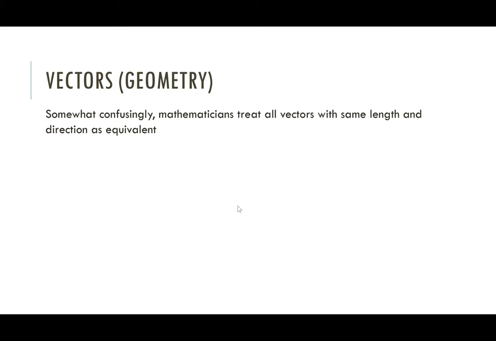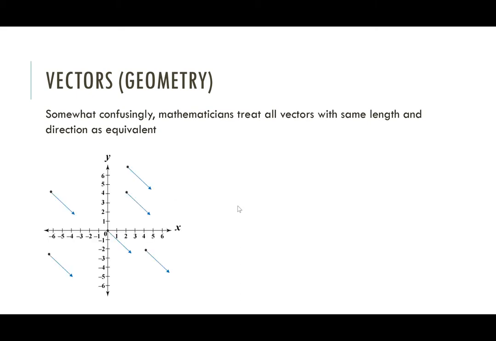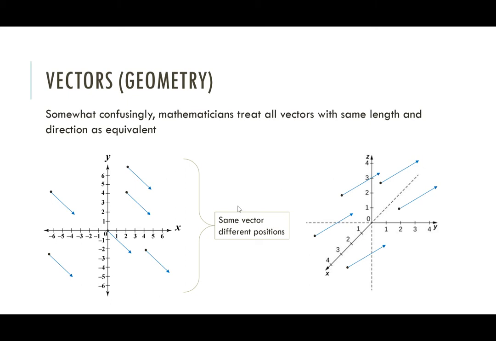Somewhat confusingly, mathematicians treat all vectors with the same length and direction as equivalent. So for example, all of these vectors right here, mathematicians would say, that's just the same vector, just in a different position. Similarly in 3D, all of these vectors are the exact same vector, just moved around. Why do mathematicians do this? Well, it's useful, and we will see this. It's nice to be able to move vectors around.